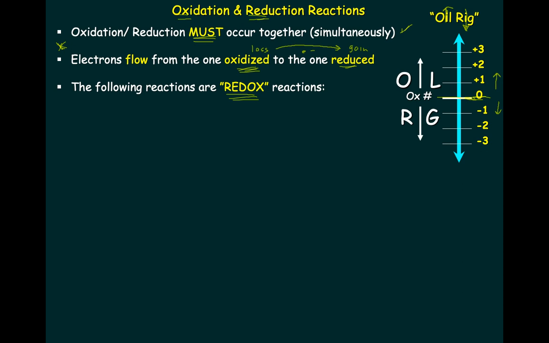So the following are redox reactions. And again, we looked at 5 types of reactions. We looked at combustion, single replacement, double replacement, synthesis, and decomposition. So we had these 5 reactions. 4 out of the 5 of these are going to be oxidation reduction reactions.